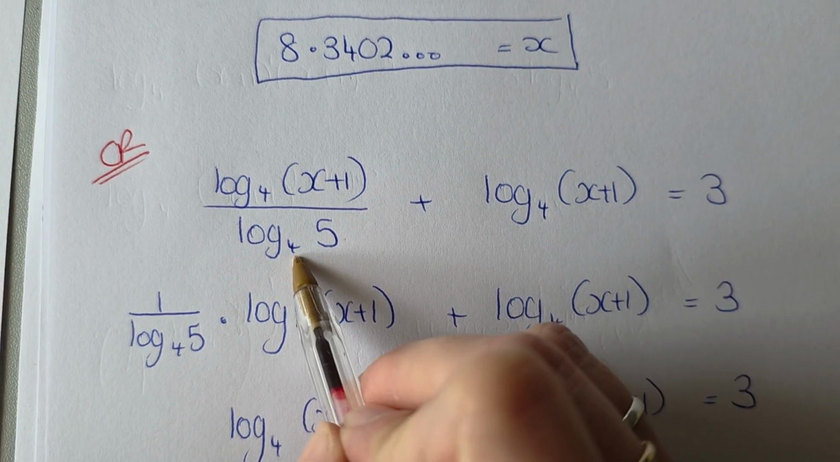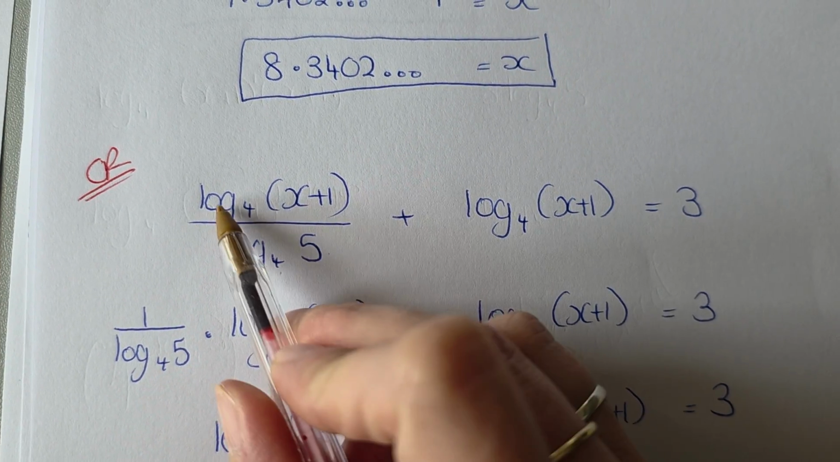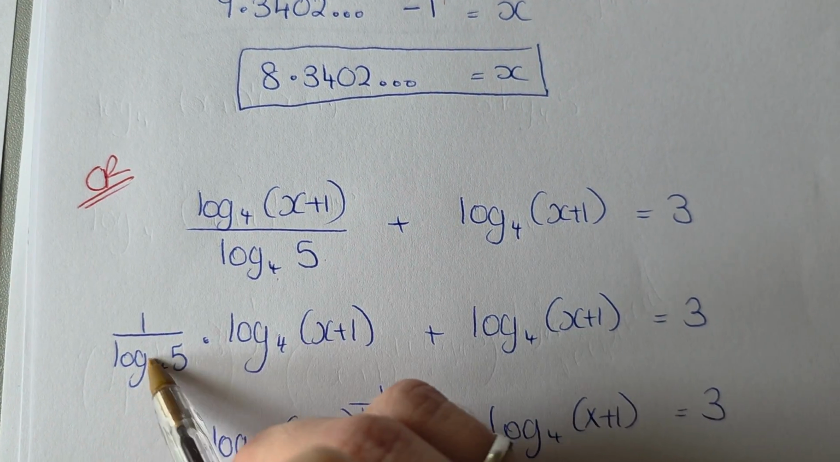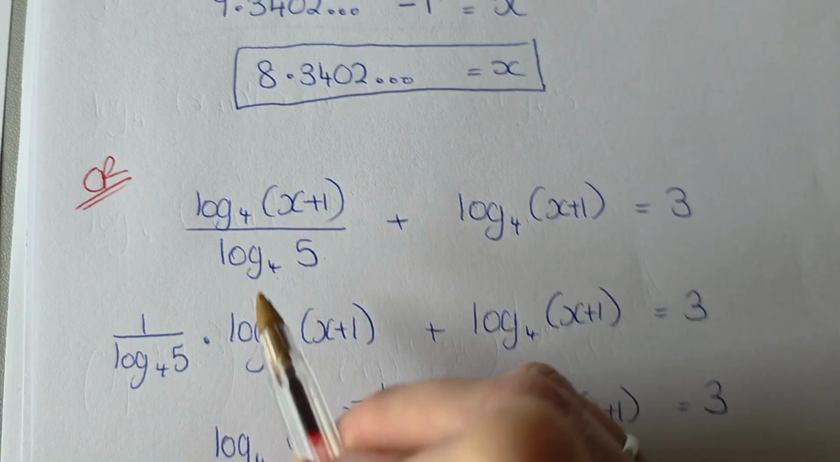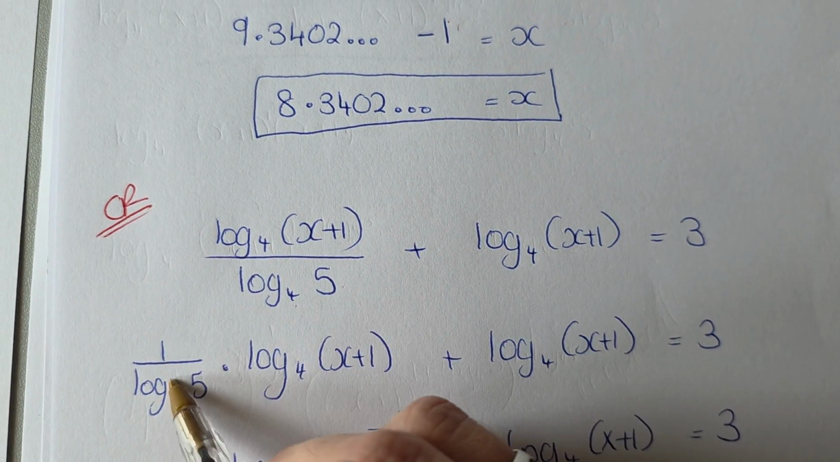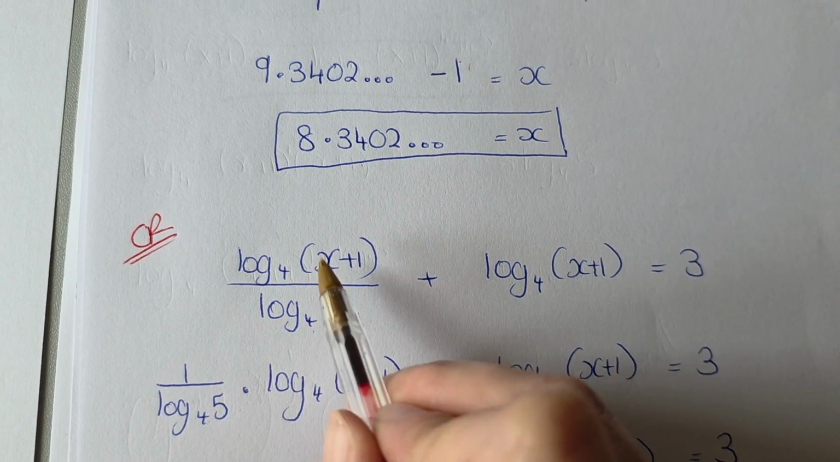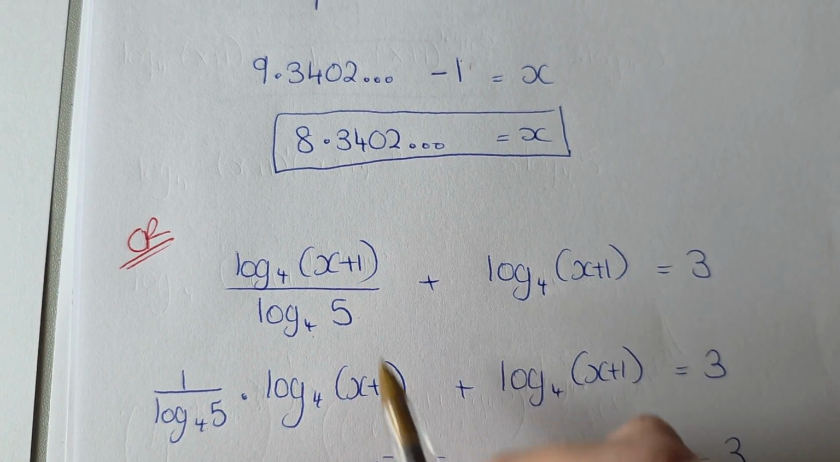Division by log 5 base 4 will be the same as multiplying the numerator by 1 over log 5 base 4. You're just separating out the denominator and writing it as a fraction, 1 over. Okay, so this term is the exact same as that term. It's just manipulated a little bit.